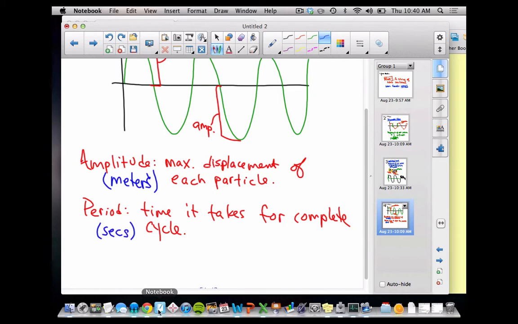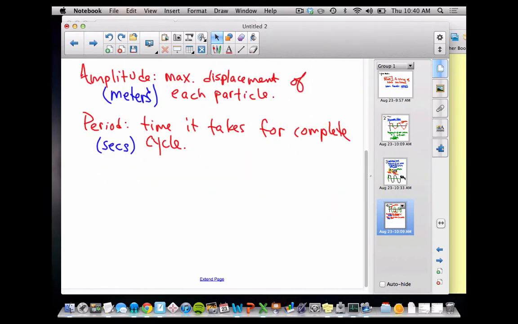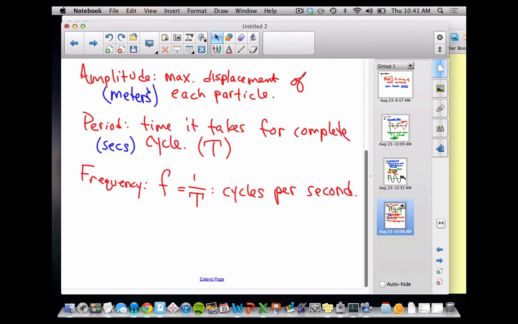Now, a lot of times it's convenient to use the inverse of the period, which is called the frequency. So the frequency, which is the letter F, is equal to 1 over the period. And by the way, period is usually represented by the variable capital T. So frequency is 1 over the period, which means it's how many cycles per second the wave goes through.